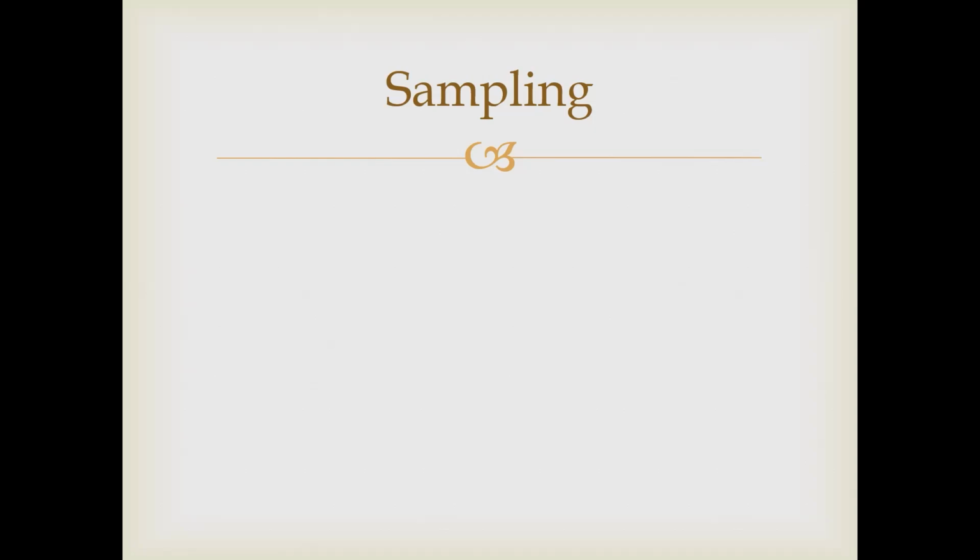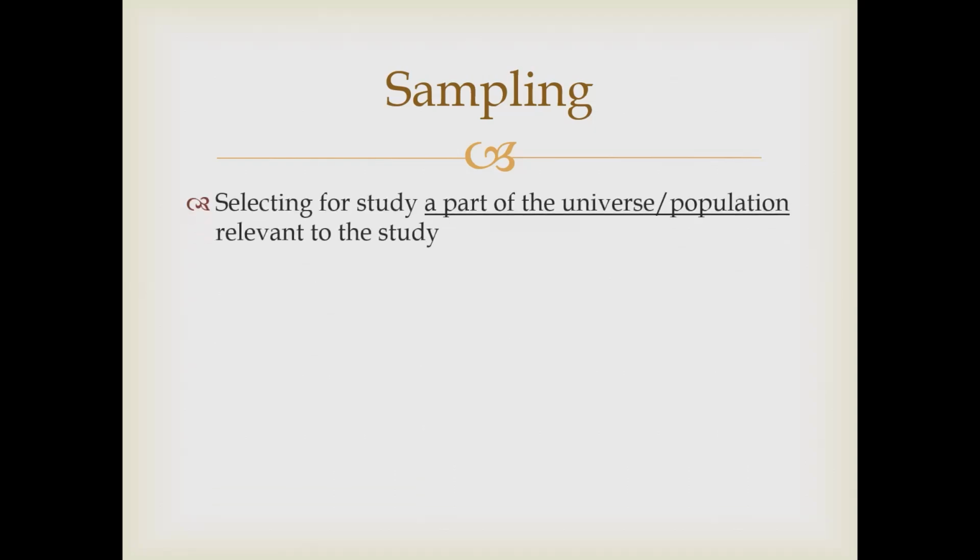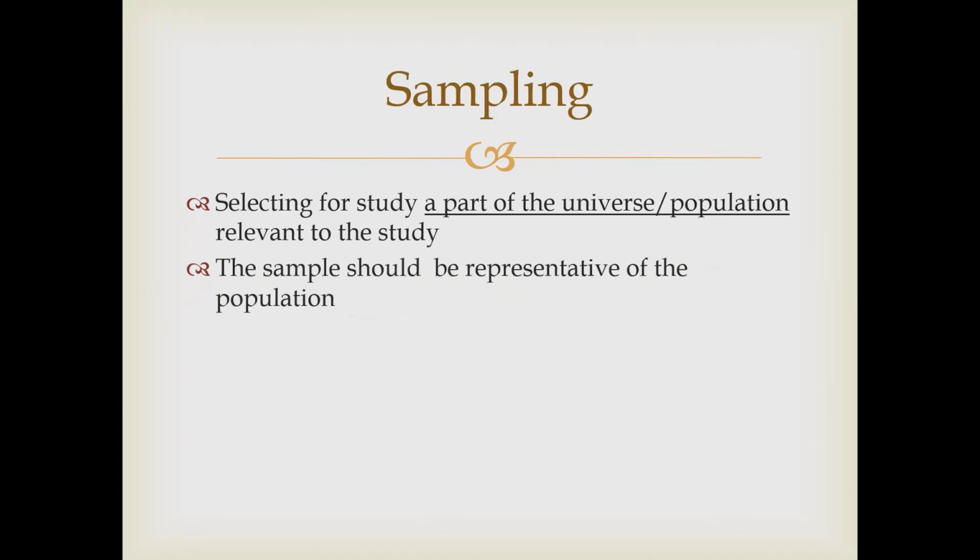Okay, so now we are coming to sampling. Sampling simply means selecting for study a part of the universe. Population is otherwise known as universe. So selecting for study a part of the universe or population relevant to the study is what is known as sampling. As I said earlier, the sample should be representative of the population, and sampling design helps in selecting such a sample. Today's topic is sampling design.